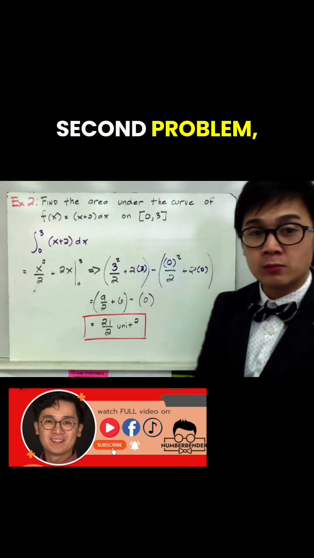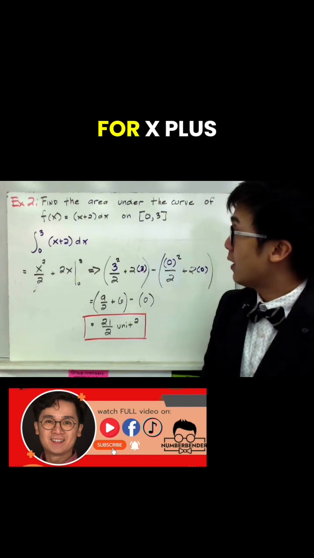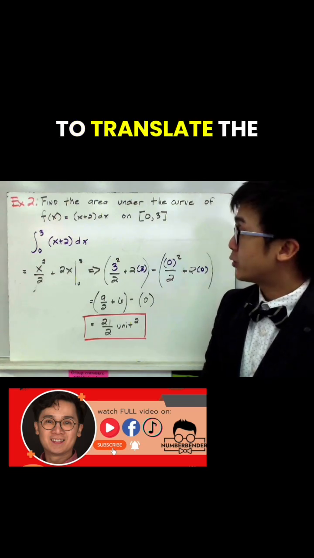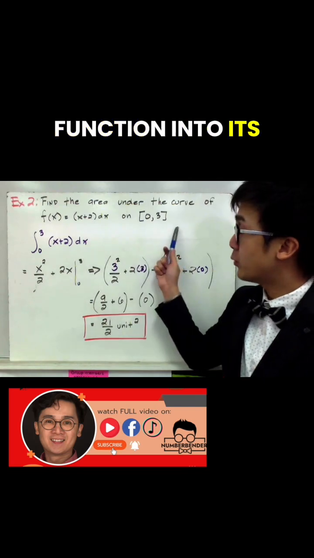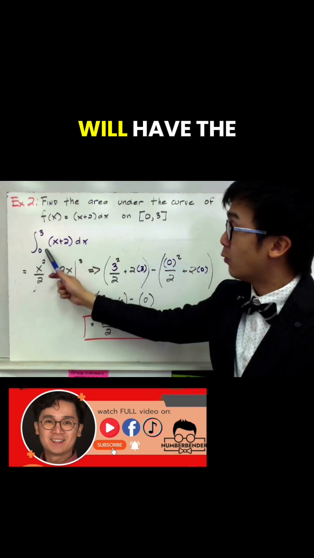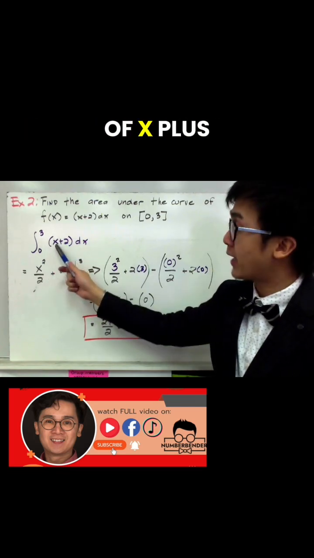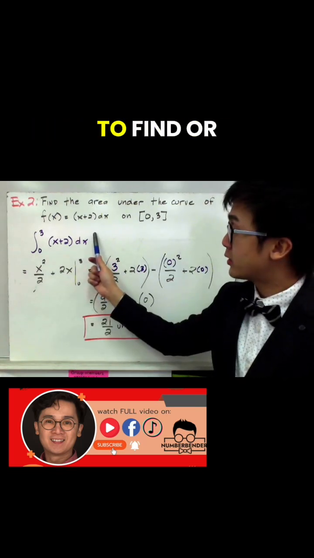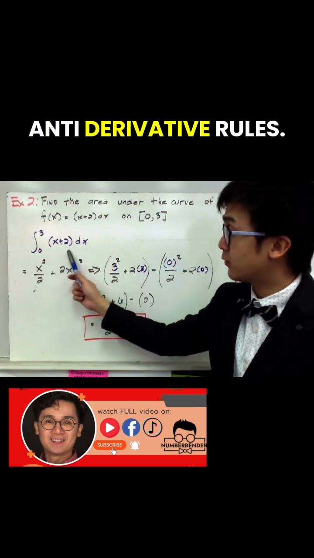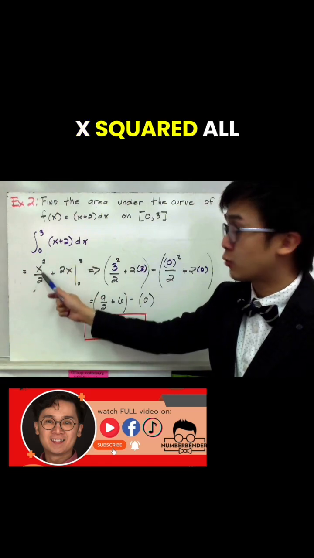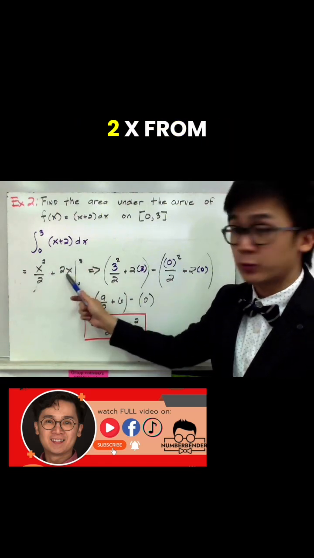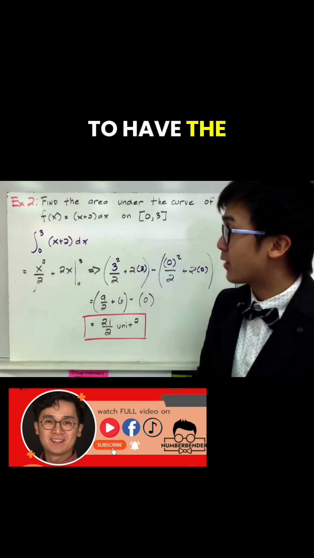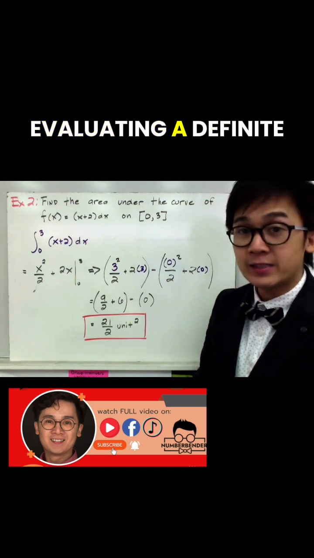Now, for our second problem, we need to find the area under the curve for x plus 2 dx within the interval 0 and 3. To translate the function into its integral notation, we'll have the definite integral from 0 to 3 of x plus 2 dx. To evaluate the definite integral, we just need to use our antiderivative rules. So the integral of x is x squared all over 2, and the integral of 2 is 2x, from 0 to 3. Notice that we don't need the constant anymore because we are evaluating a definite integral.